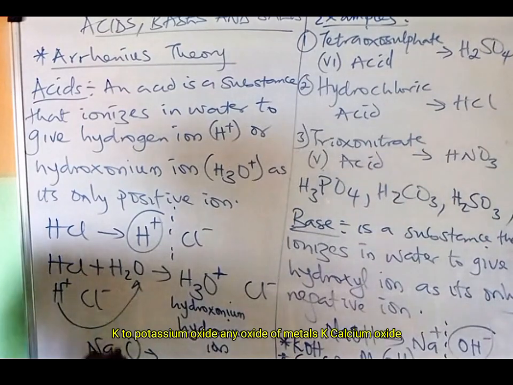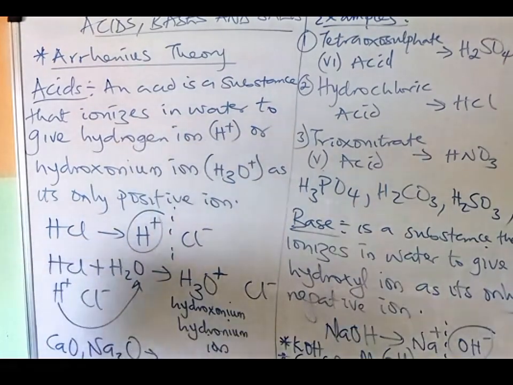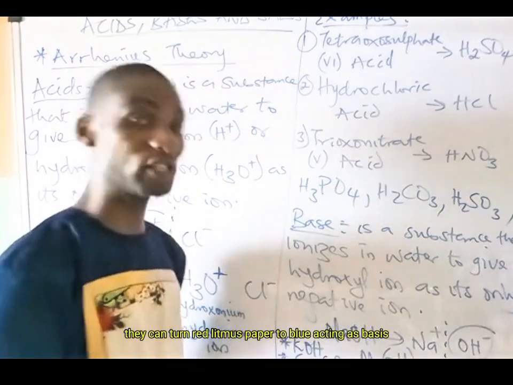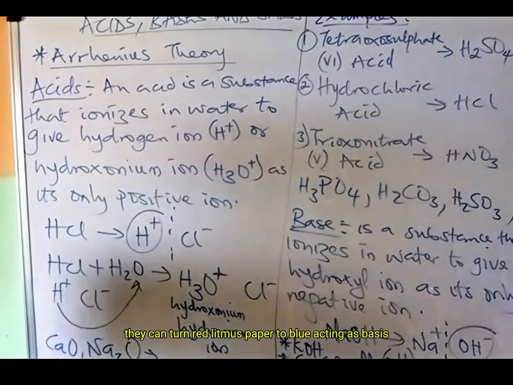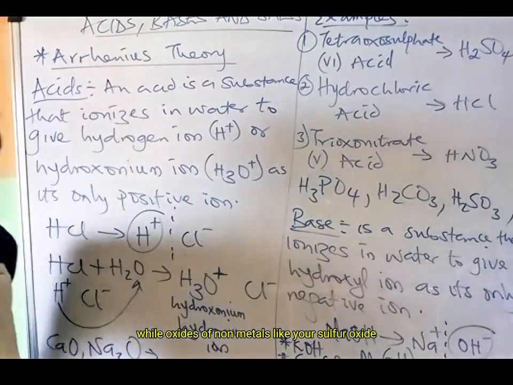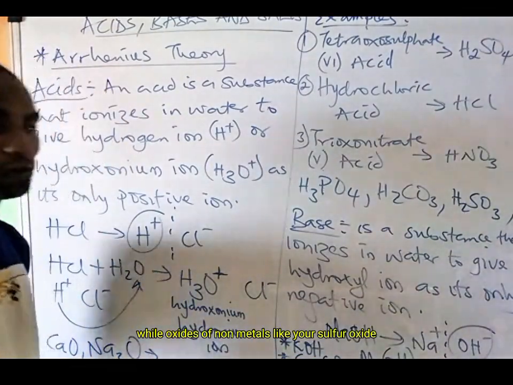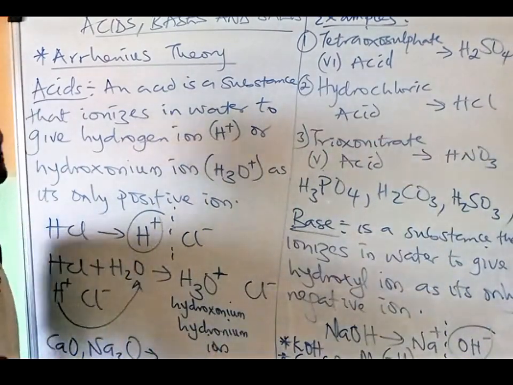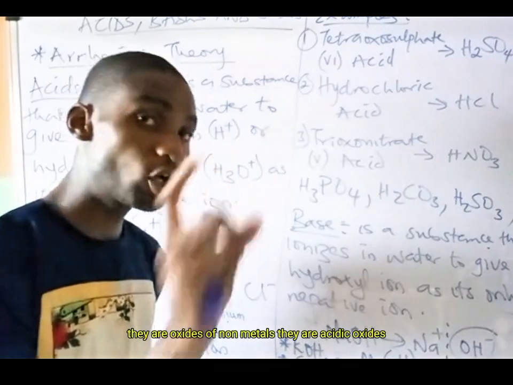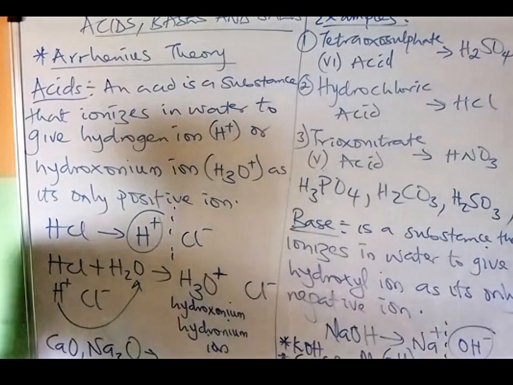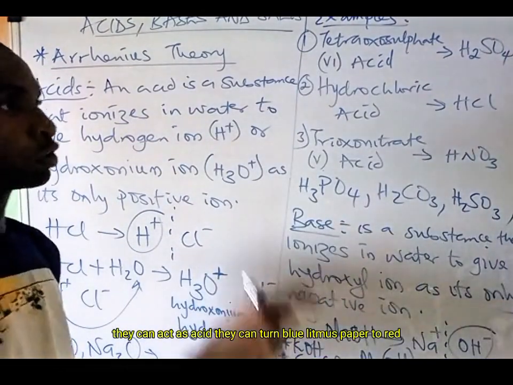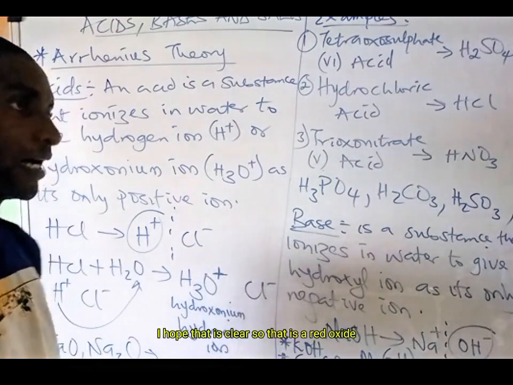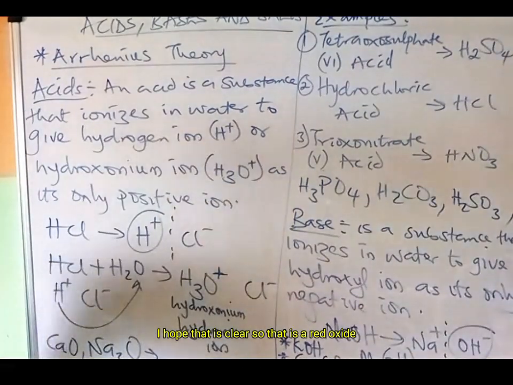K2O, potassium oxide, any oxide of metals, okay, calcium oxide, they can act as bases. They can turn red litmus paper to blue, acting as bases. While oxides of non-metals, like your sulfur IV oxide, carbon IV oxide, nitrogen IV oxide, they are acidic oxides, they can act as acids. They can turn blue litmus paper to red. I hope that is clear. So that is Arrhenius theory.